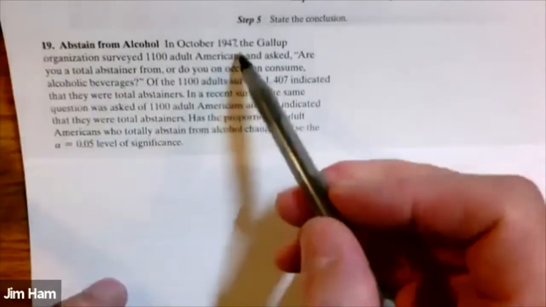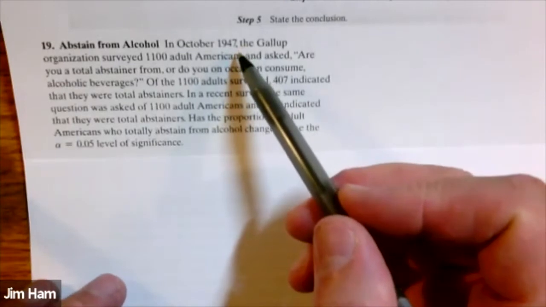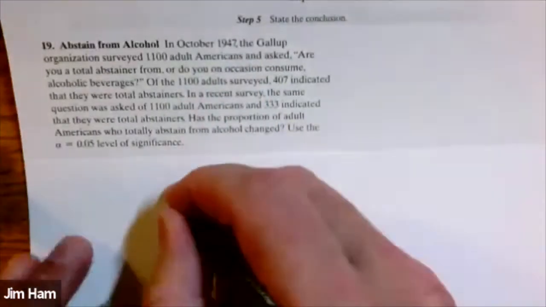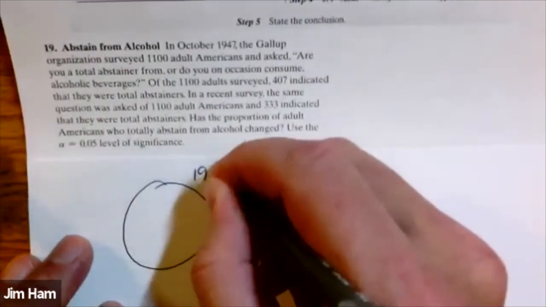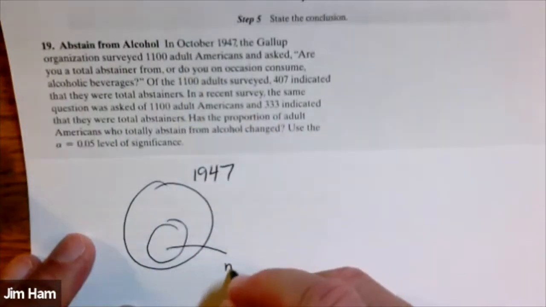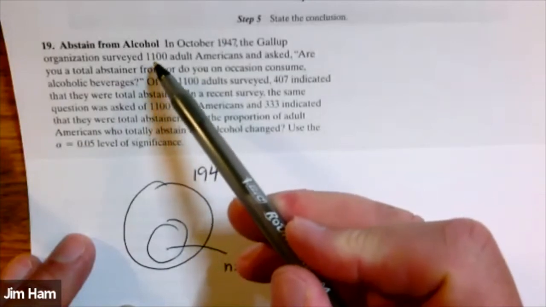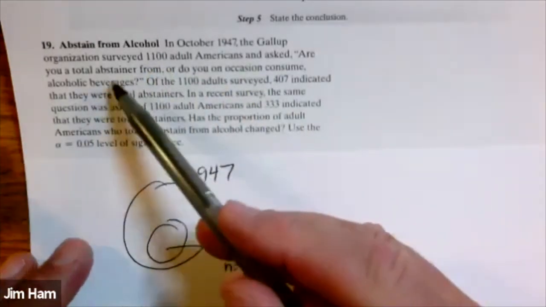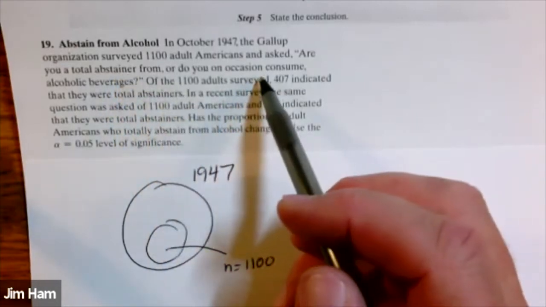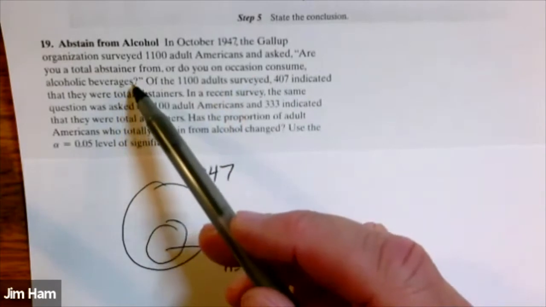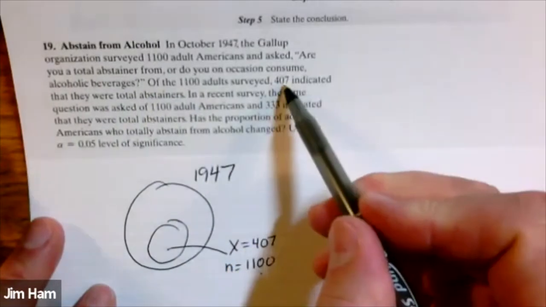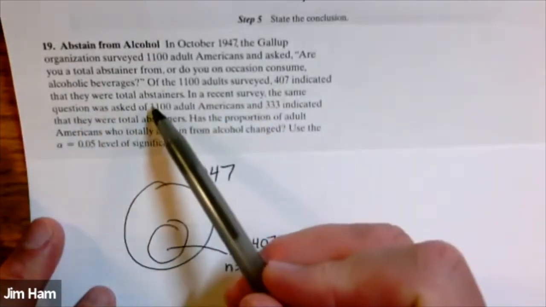Abstaining from alcohol. In October, going way back to 1947, the Gallup polls were around back then. And so here's my picture, 1947. I take a sample. And then from this sample, they surveyed 1,100 adults and asked, are you a total abstainer from, or do you on occasion consume alcoholic beverages? So do you drink alcohol or not? Of those, 407 indicated that they were total abstainers, did not drink.